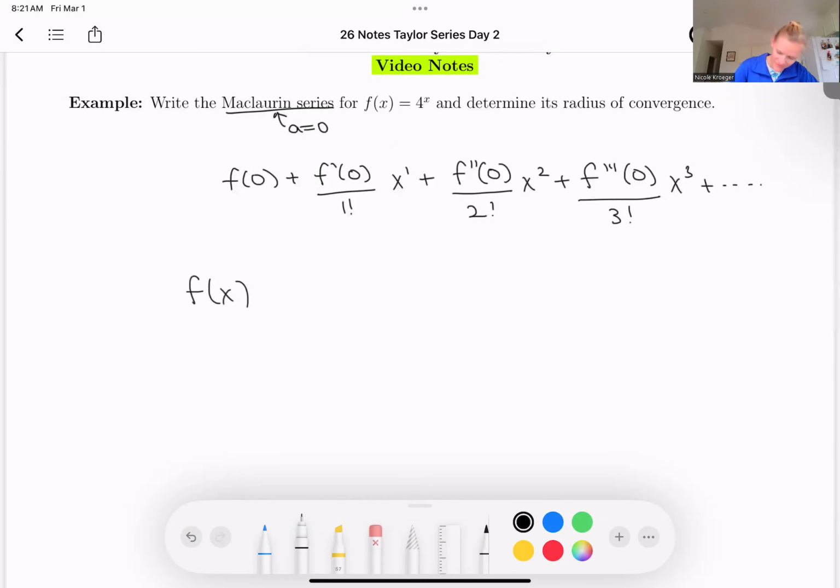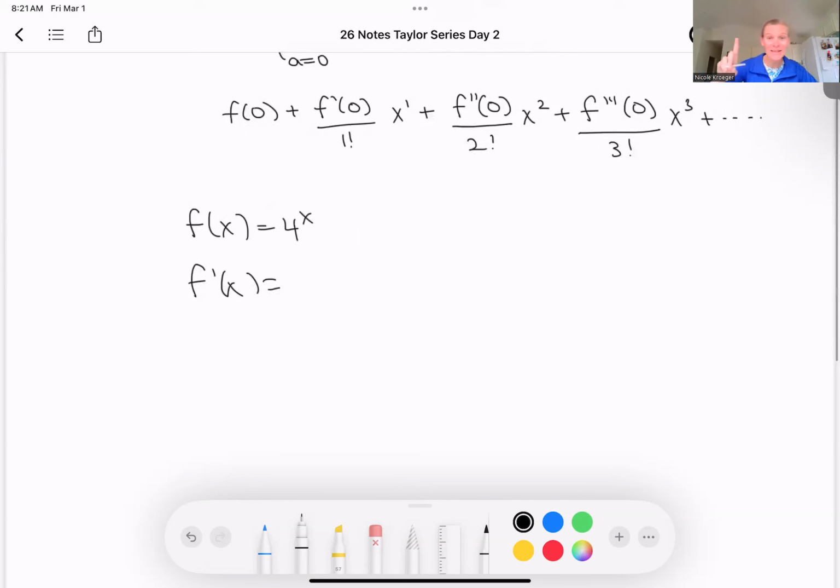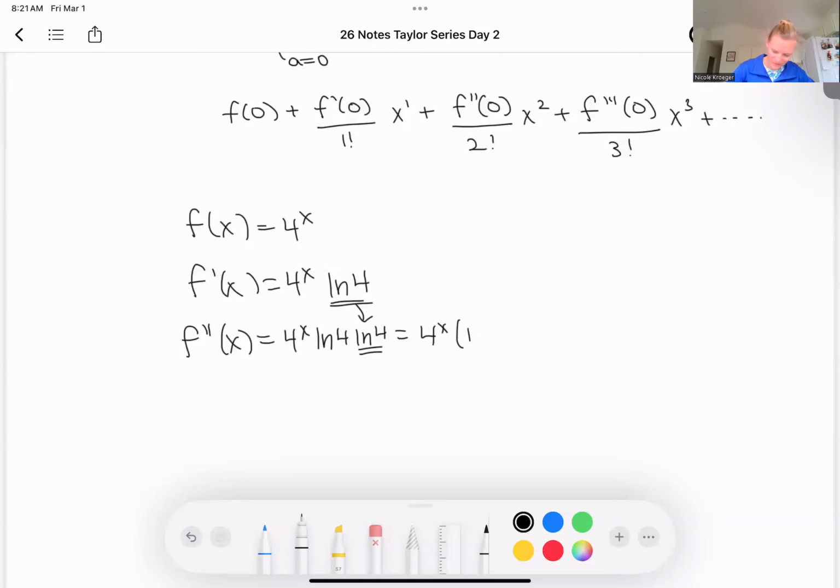So we'll start out with our original function, 4 to the x. Its derivative, you might have to think back in your brain. e to the x just stays e to the x, but if I have any other base, this becomes 4 to the x ln of 4. ln of 4 is a constant, so it's just going to hang out there when I take the derivative. So the derivative of 4 to the x is going to be 4 to the x ln of 4 again, and then this ln of 4 will come down. So we could rewrite this as 4 to the x ln of 4 squared.